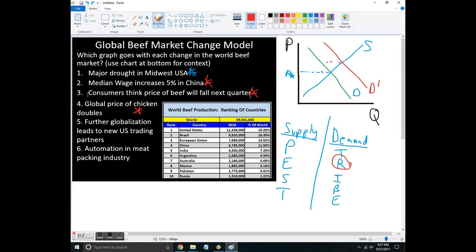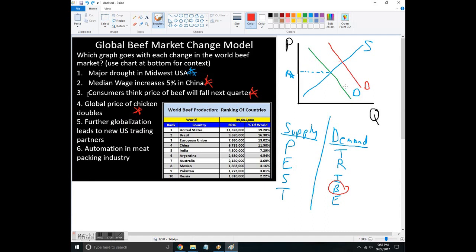Okay. Next, further globalization. So globalization means seeking out new trading partners for exports and imports. And so this means actually there's going to be more buyers for U.S. beef. And if there's more buyers, this means more demand, okay? Because they're going to be competing for that beef. This is going to increase the demand and increase the price, okay? That's this guy right here. That's really what globalization means. It does mean you're going to open yourself up to more imports, but also more exports. So if you're a country like the United States in the beef market, it's actually really good news for you, okay?